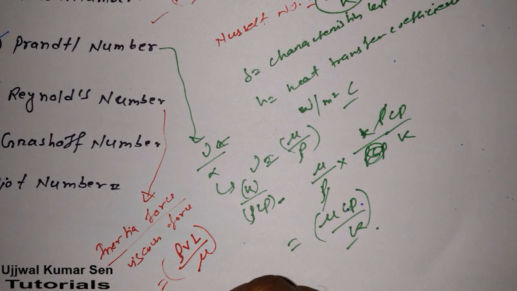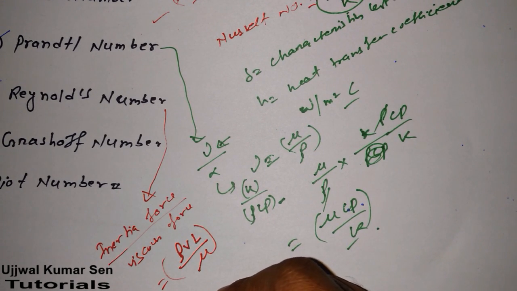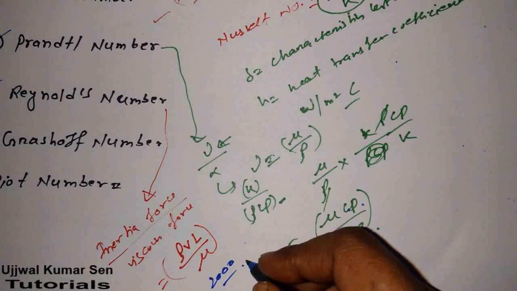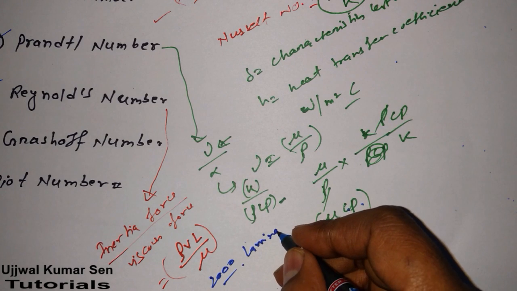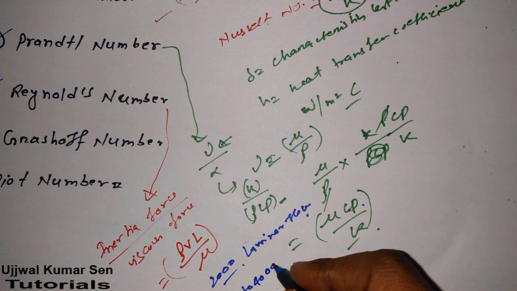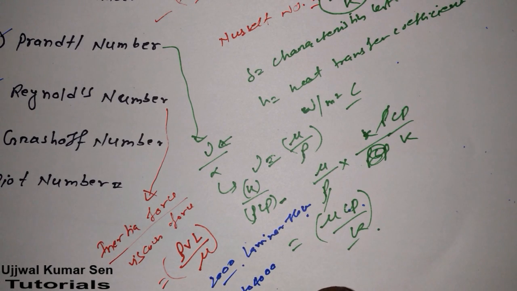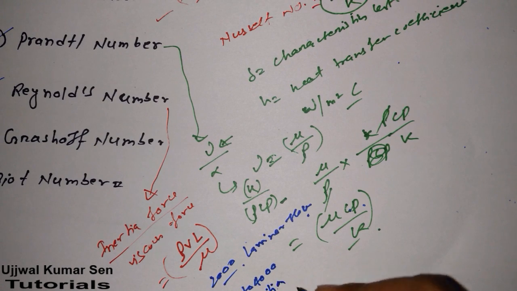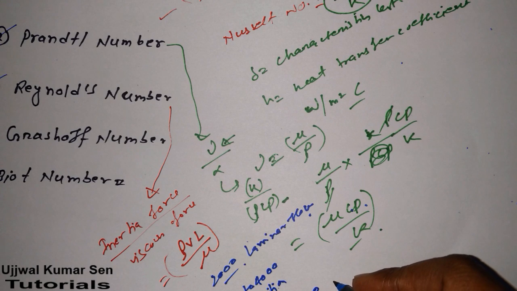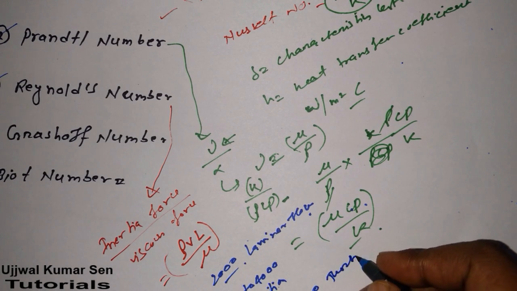Okay, now if Reynolds number is below 2000, then the flow is known as laminar flow. If Reynolds number is in between 2000 to 4000, then it is known as transition flow. If Reynolds number is above 4000, it is known as turbulent flow.